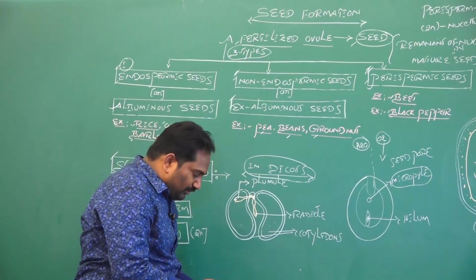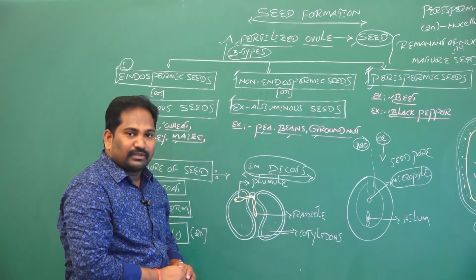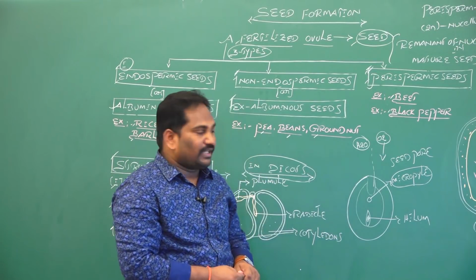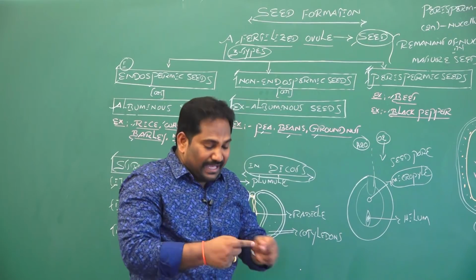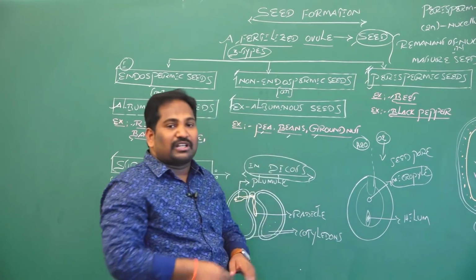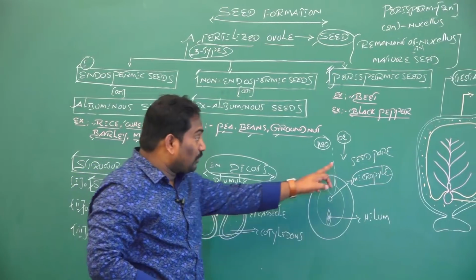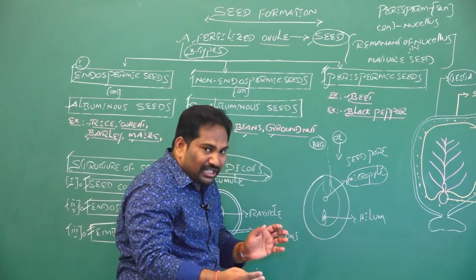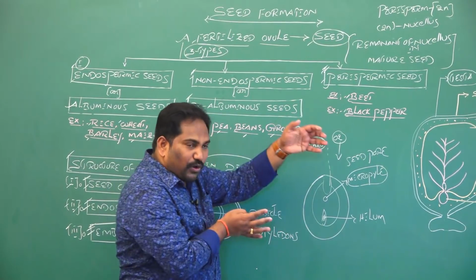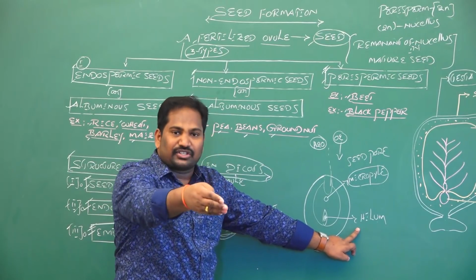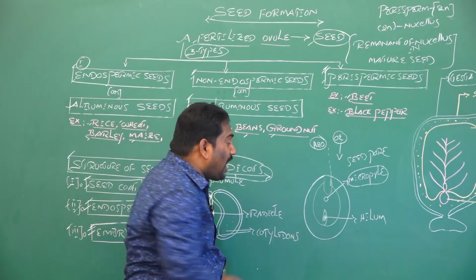So the ovule is fertilized into a seed. Then the micropyle of the ovule is converted into the seed pore. The seed pore's main function is exchange of gases, and during seed germination it absorbs water from the soil. That is the role of the seed pore or micropyle. And the hilum, the junction between the stalk of the ovule and the body of the ovule, is called the hilum. After fertilization, it forms the scar of the seed.